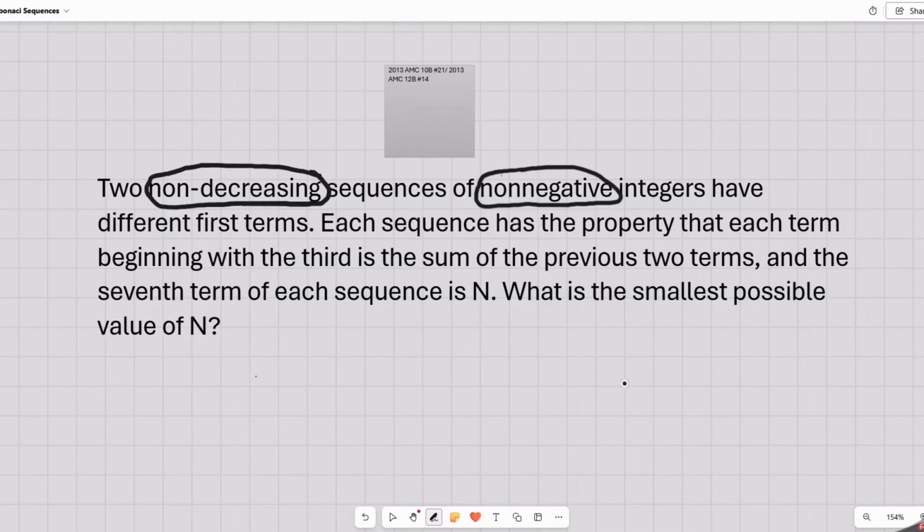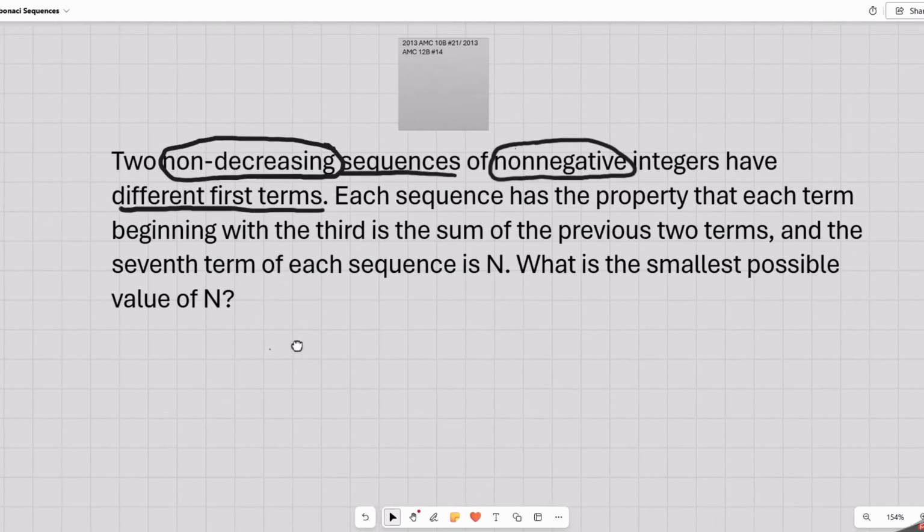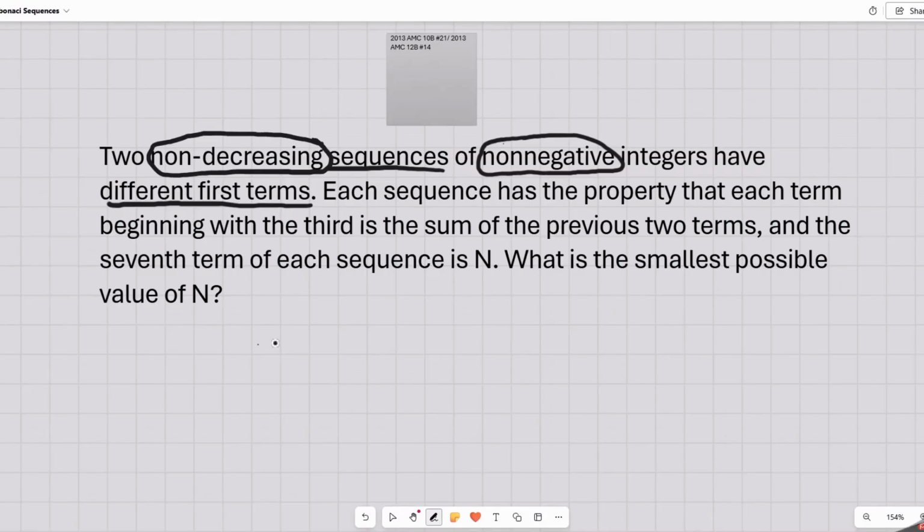Both sequences have different first terms, so that's really important to know because we cannot violate that rule or else we will for sure get the problem wrong. And each sequence has a property that each term beginning with the third is the sum of the previous two terms, kind of like the Fibonacci sequence. And the seventh term of each sequence is n, meaning that both sequences have the same seventh term. So let's start by defining each of these sequences. We'll just say sequence 1 and sequence 2.